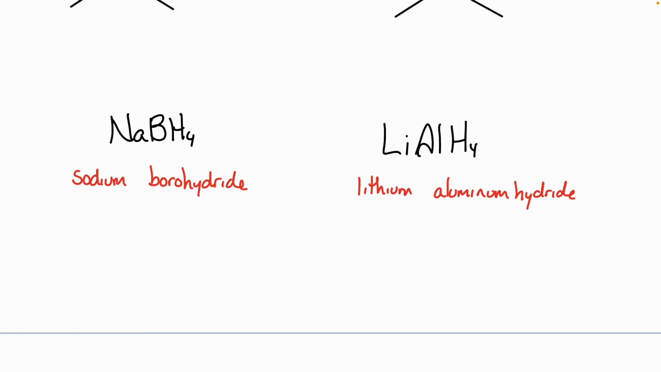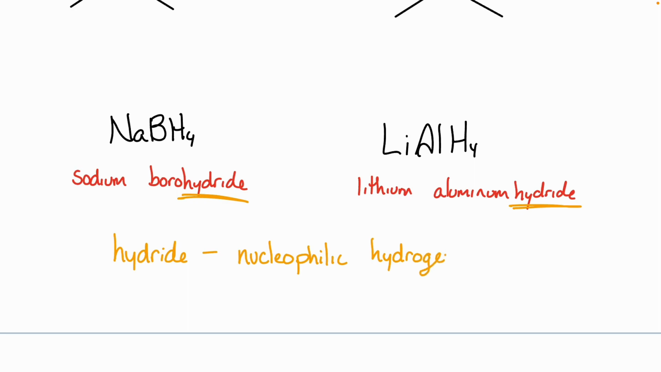Okay, and the key word here in both of these is hydride. A hydride is a hydrogen that's got all of its electrons. It's got a pair of electrons, or what we would say is a nucleophilic hydrogen. So that's going to be the key to these two reducing agents. They have these nucleophilic hydrogens on them. They are hydrides. And I know, everybody's mind is blown. You're like, what? Hydrogen's a nucleophile? Hydrogen's never a nucleophile. No, normally not, right?